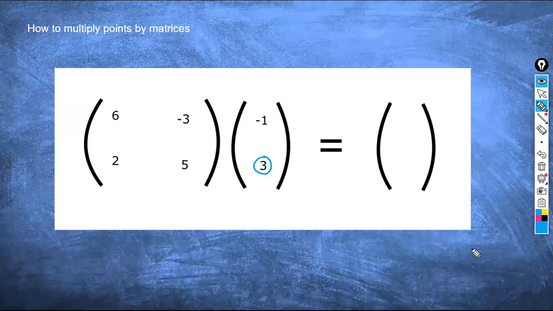Right? Here's what you're going to do. You're going to pretend that this 3 gets bored and he swings up to the top. So Mr. 3 swings up to the top. So draw a little arrow. So Mr. 3 is no longer underneath. He's on top, just like the -1.